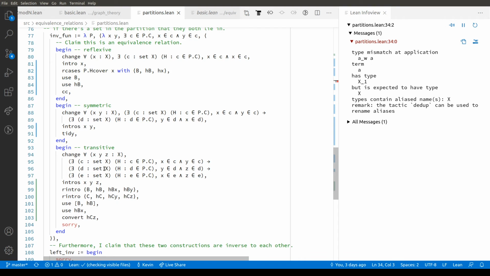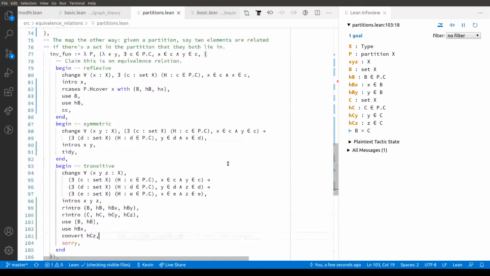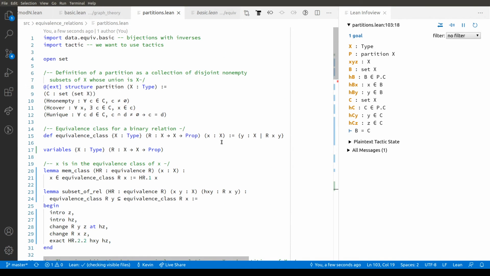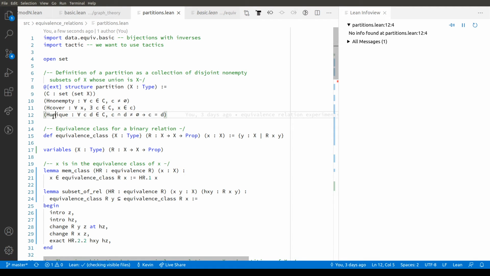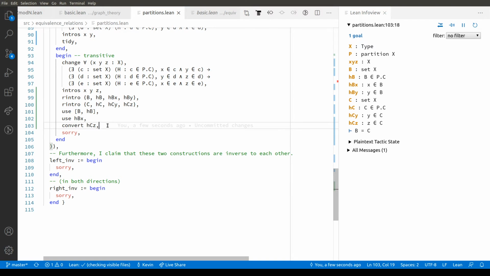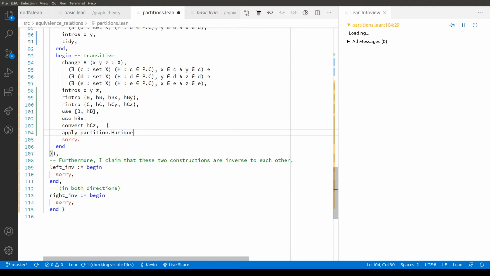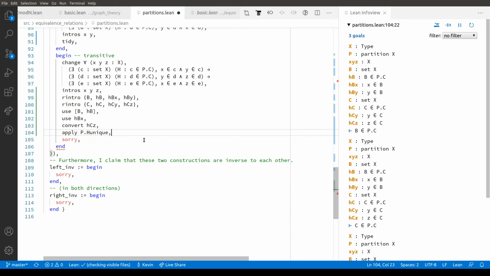Let's go back to my proof. Where's my proof? Here's my proof. I'm trying to prove that B equals C. And I think somewhere, there we go. Here, you see, I've got this unique thing there. Let's use this uniqueness. So let's apply H unique. What was it called? Let's apply partition. Let's apply P.H unique. There. Now, what does the goal become if we do that?